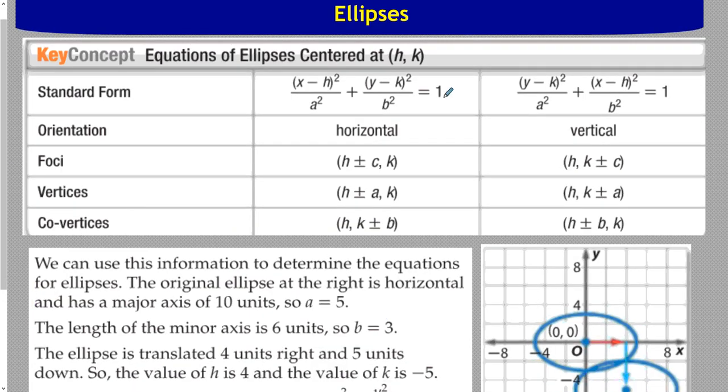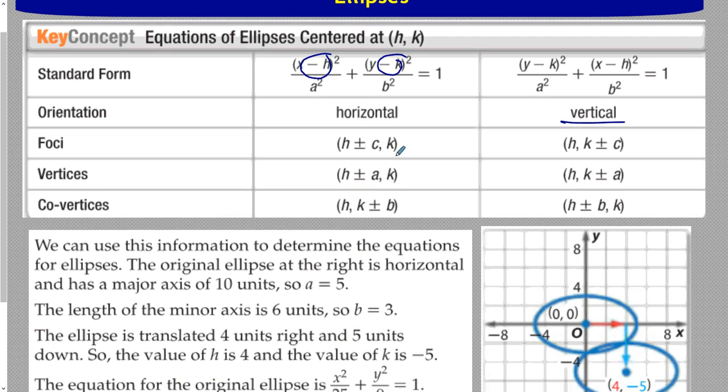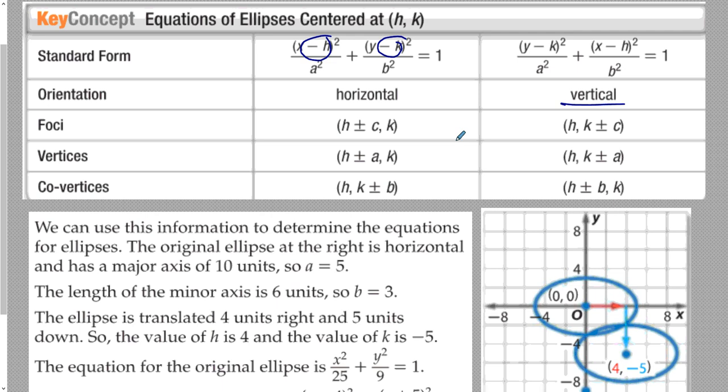So if we move the center from 0, 0, we need to throw an h and k in there. Okay, so we've got x minus h and y minus k. It's exactly the same, it's just the horizontal version where it's y over a and x over b. That changes the location of the foci, vertices, and co-vertices just a little bit. We're adding h to the x coordinates and k to the y coordinates. Okay, so I'll give you a second to copy that down.